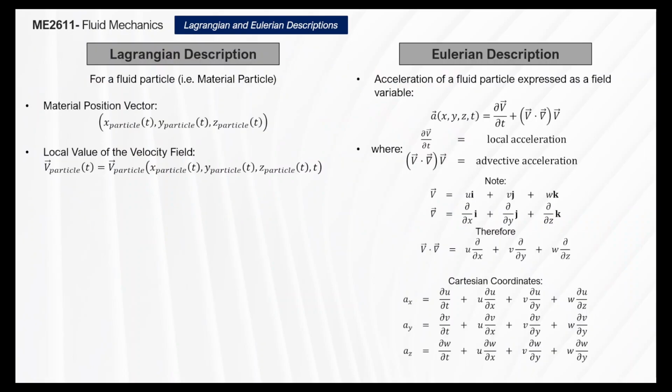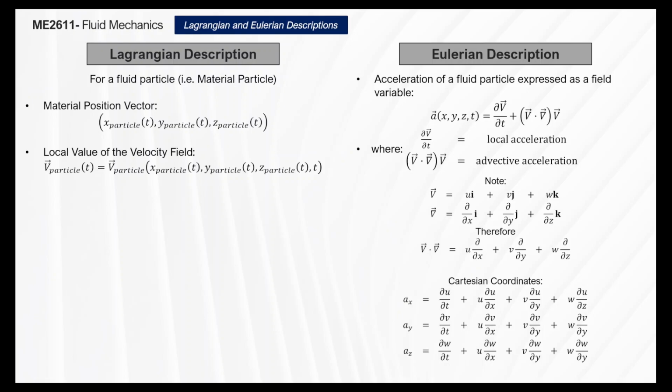This looks a bit complicated, but all you need to know about the Lagrangian and Eulerian descriptions for this particular slide is that these are the variables involved. For Lagrangian, fluid particles, aka material particles, you're talking about x, y, z position with respect to time t. From here, you will know the local value of the velocity field, which contains velocity vectors with respect to time, and the resultant velocity vector has its own velocity components x, y, and z with respect to a particular time.